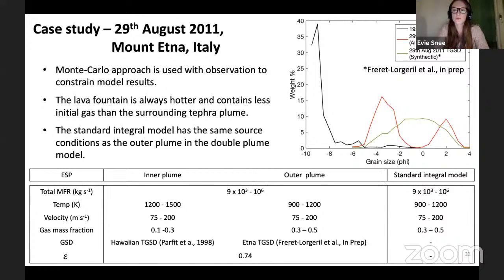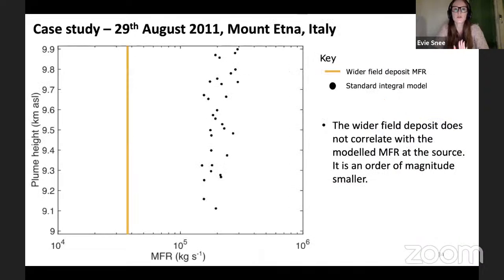For the grain size distribution of the outer plume, we'll be using two different ones. The first one, in red, is just from the analysis of the field data. And then the second one, in green, includes some synthetic data to compensate for the lack of medial data. So let's have a look at the results for just the tools we would have before this new integral model.